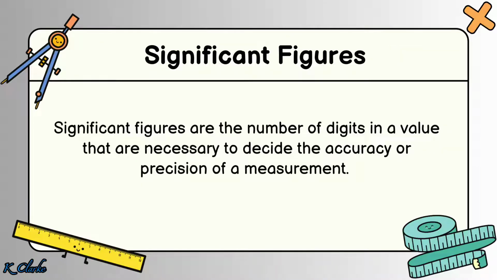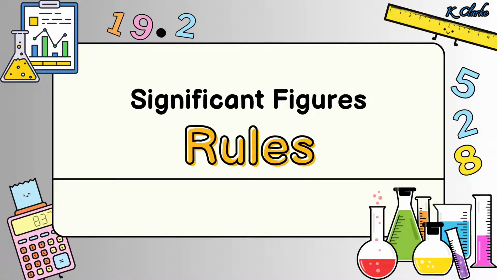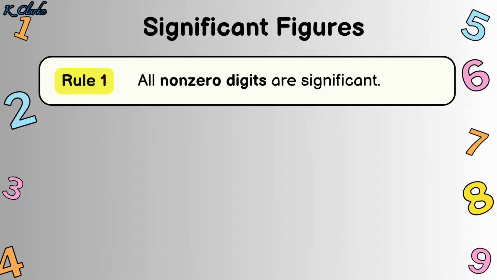Significant figures are also known as significant digits. These are the number of digits in a value that are necessary to decide the accuracy or precision of a measurement. Here are the rules to determine the number of significant figures. Rule 1. All non-zero digits are significant.